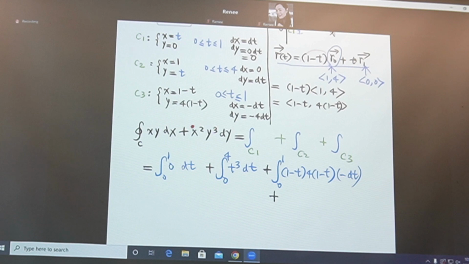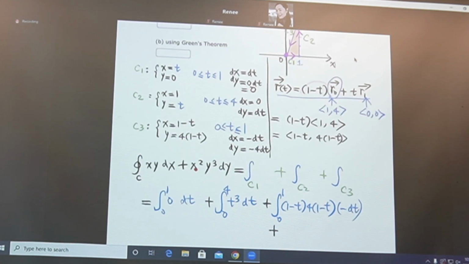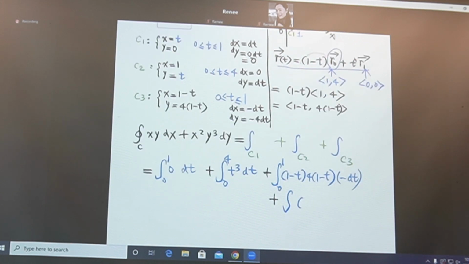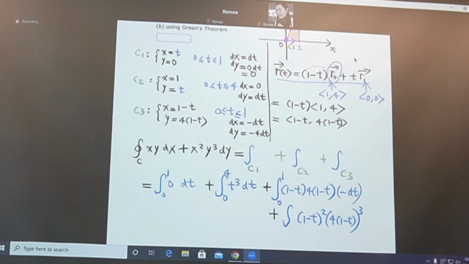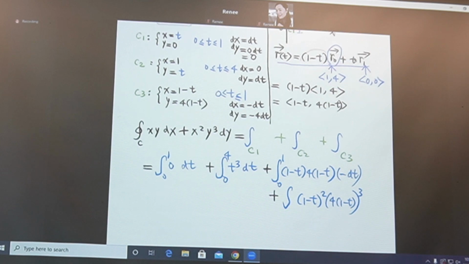But then for that part right here, let's see what do we have. x squared y cubed. So we have x squared, which is 1 minus t squared. y cubed is 4 times 1 minus t, and then this cubed. And dy over here is negative 4 dt. t goes from 0 to 1. Now you already see that it's very tedious. Now, at the end, you come up with this answer.